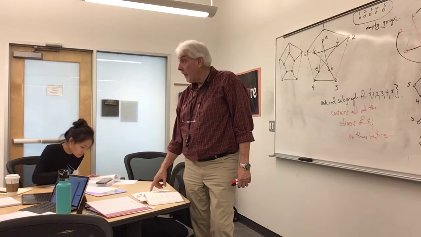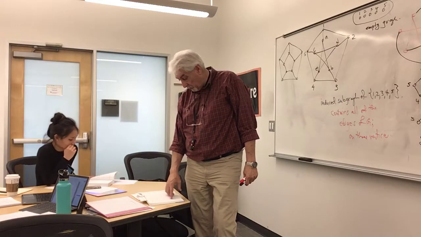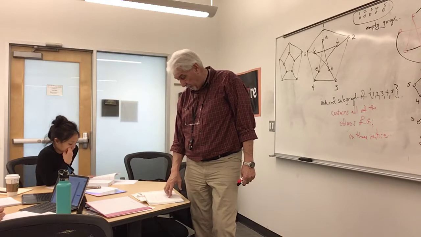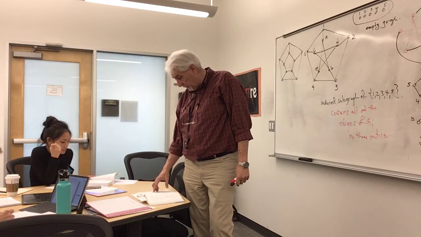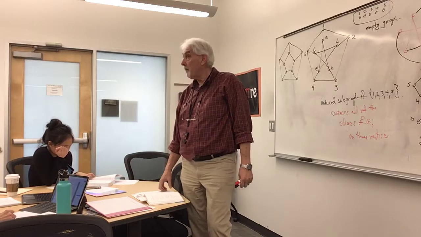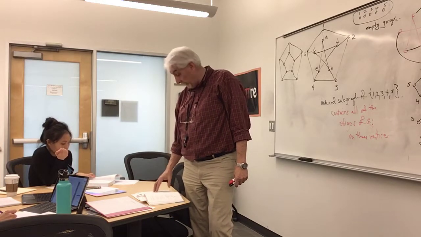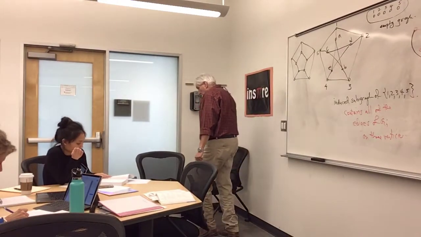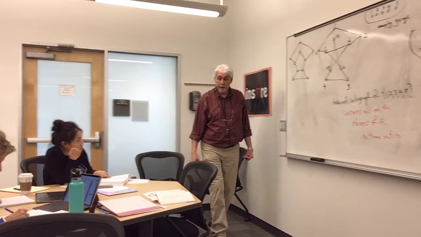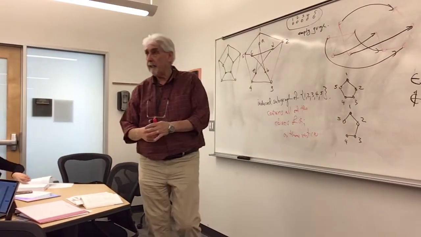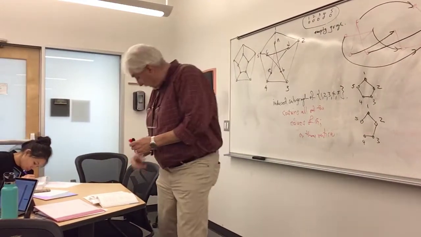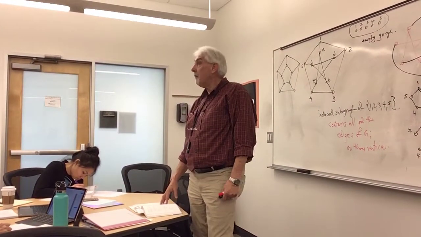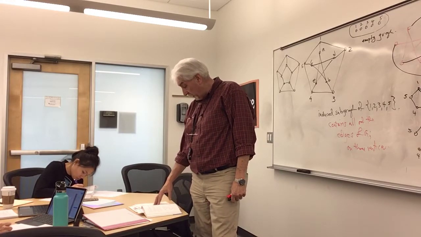H6 has all the vertices of G: A, B, X, Y, Z, V, U. So it is a proper subgraph because it doesn't contain all the edges. And it's also a spanning subgraph because the vertex set of H6 is equal to the vertex set of G. So it's a spanning subgraph.